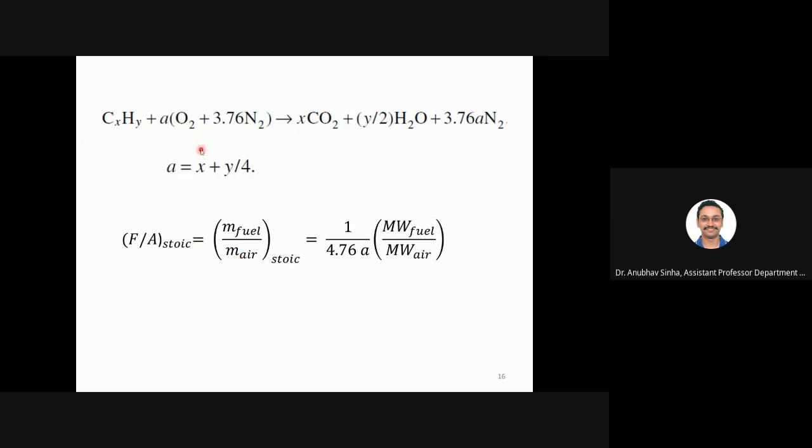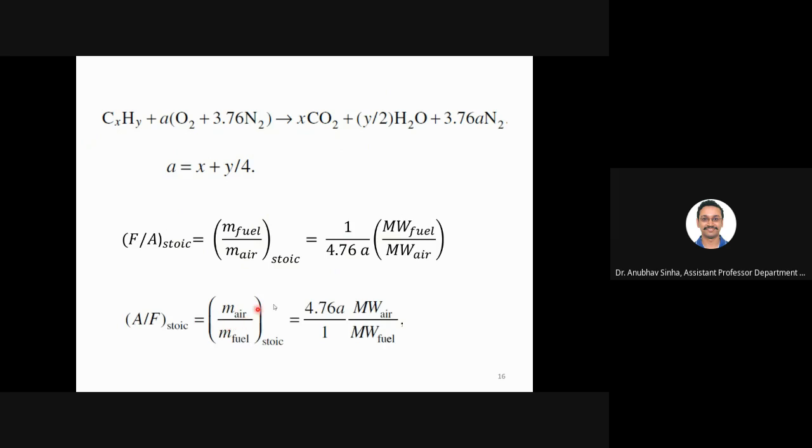Now for this reaction for hydrocarbon combustion, we'll define the fuel-air ratio. The stoichiometric ratio is the mass of fuel by the mass of air, and again this is a balanced reaction, so it will be the stoichiometric ratio. So I get 1 over 4.76 A, which is the ratio of 3.76 plus 1, that is 4, and the ratio of molecular weight of fuel and oxygen. So this will give you the fuel to air stoichiometric ratio.